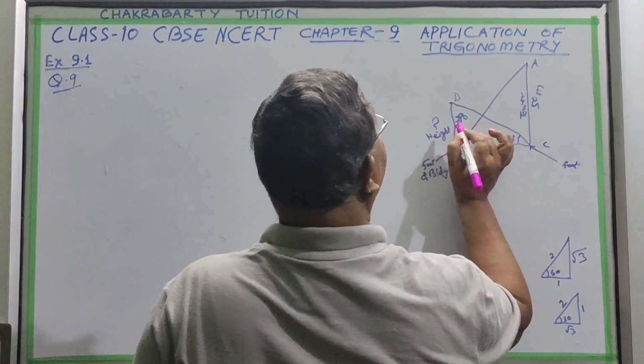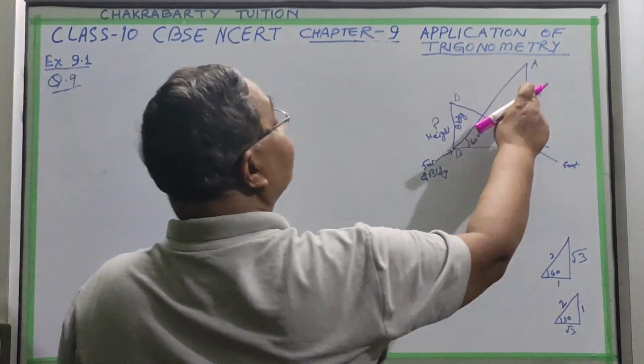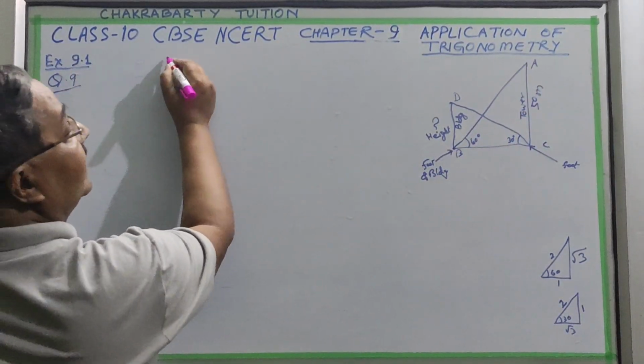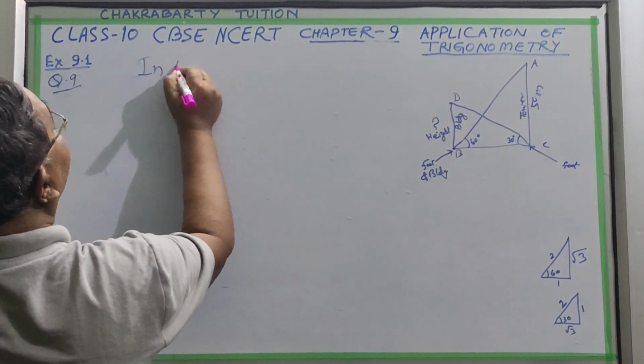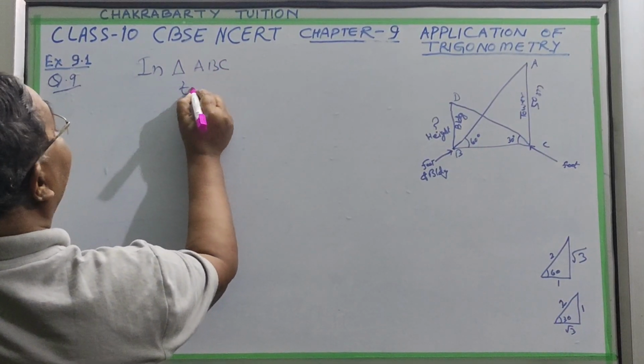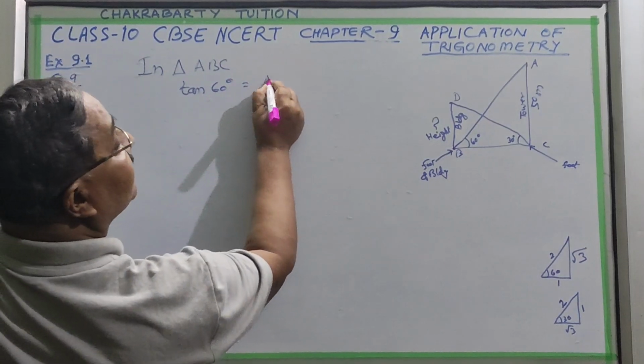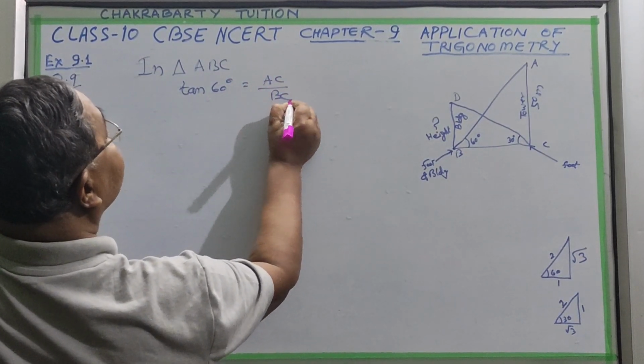Height you have to find. This tan you have to find. Okay, so first we will take tan. In triangle ABC, tan 60 degrees is equal to AC upon BC.